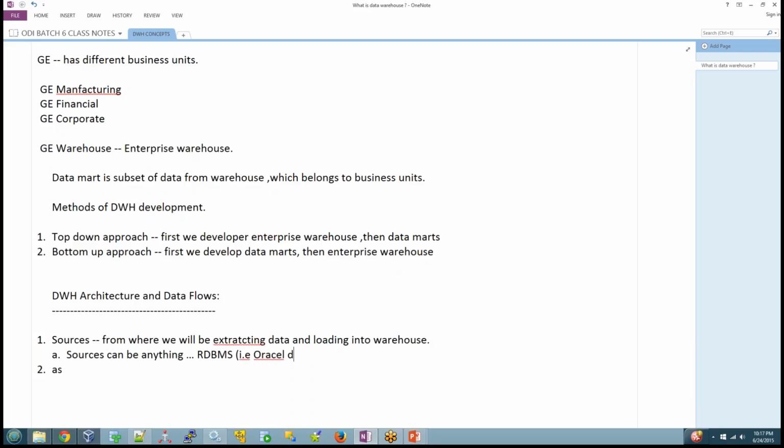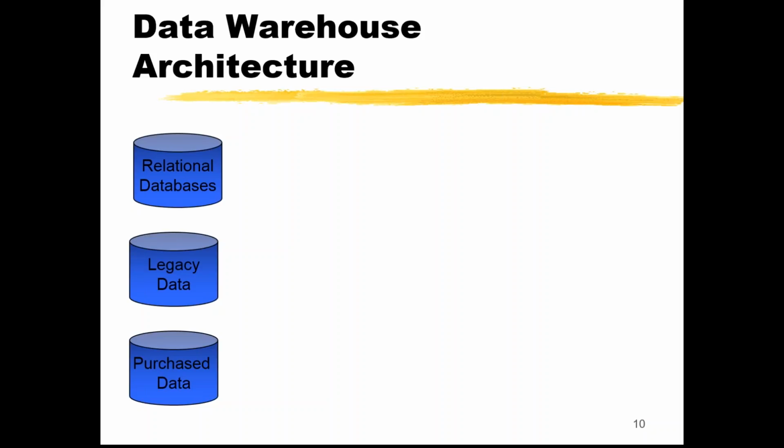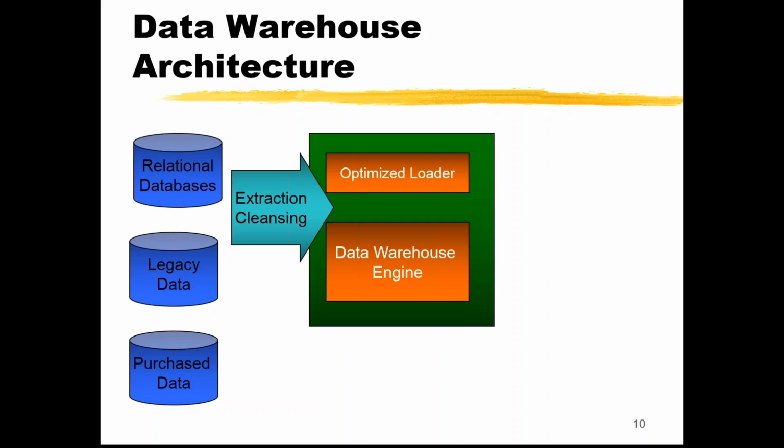It can be an Oracle database, a SQL Server database, or Teradata as a source to a warehouse. It can be a flat file, text files, CSV files, XML files, and anything else. So first we need to identify the sources. What are the sources of your system? Now, from these sources we are extracting the data.